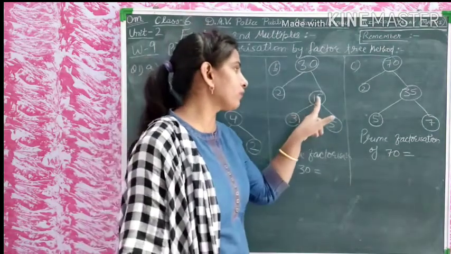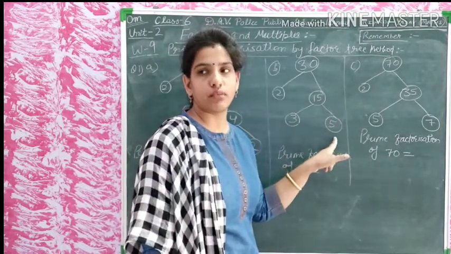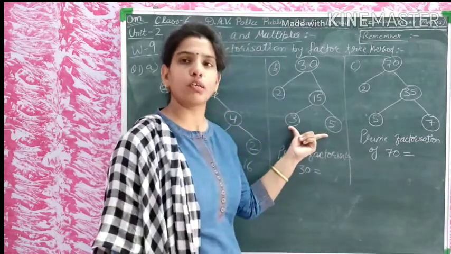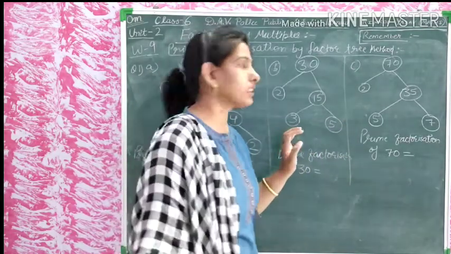It means 3 times 5 is 15. There is the number 5, and these both numbers are the prime factors. So, stop this. Is this clear?